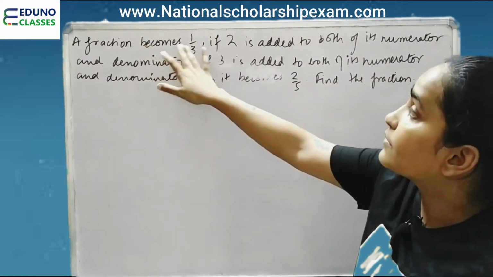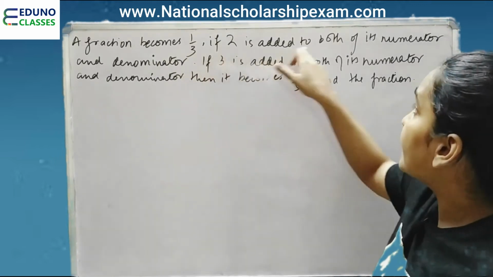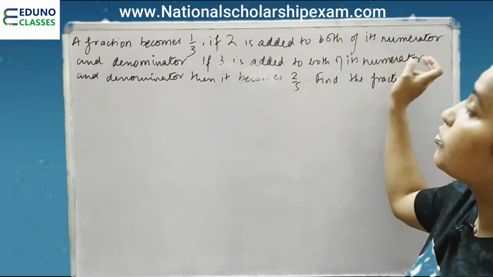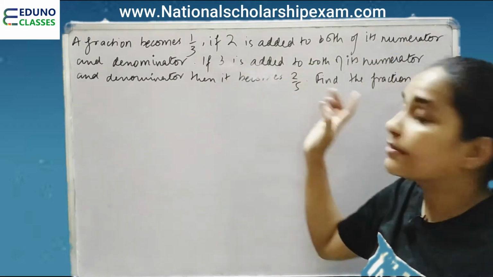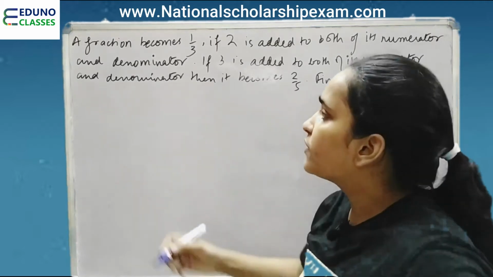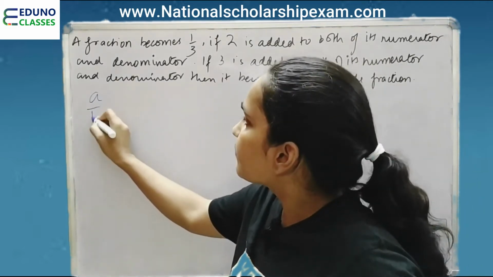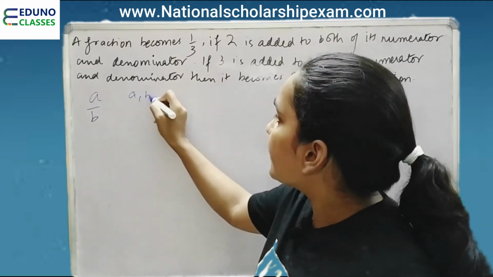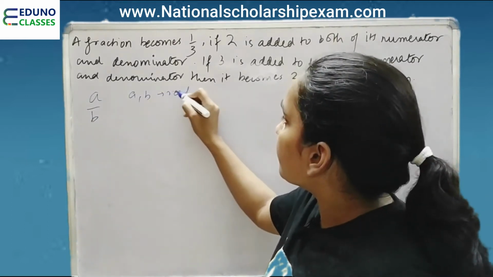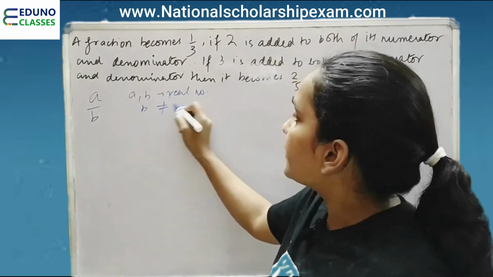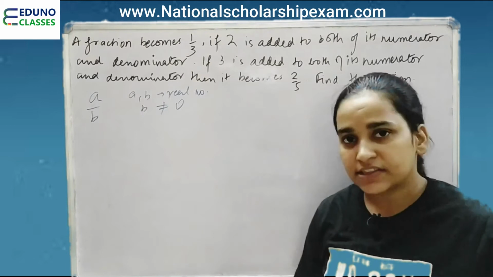A fraction becomes 1 by 3 if 2 is added to both its numerator and denominator. If 3 is added to both its numerator and denominator, it becomes 2 by 5. Find the fraction. Any fraction we know is in the form a by b, where a and b are real numbers and b is not equal to 0. Any fraction in general is of this form.